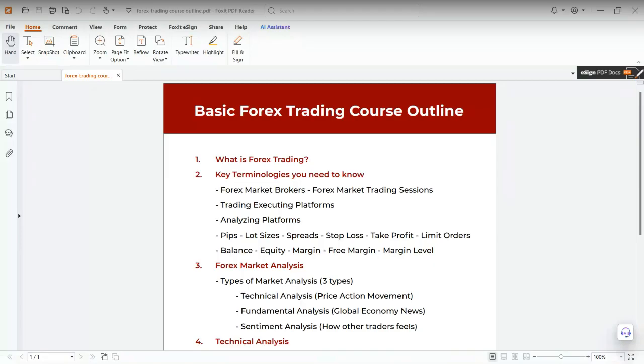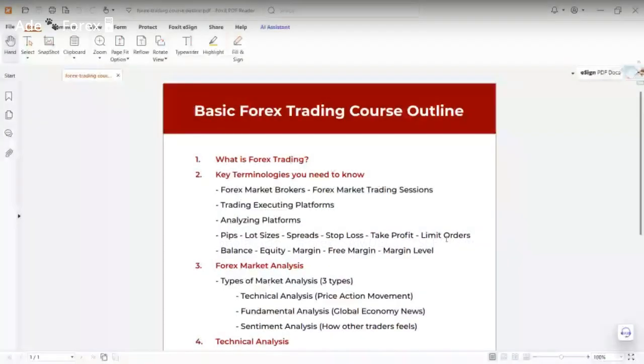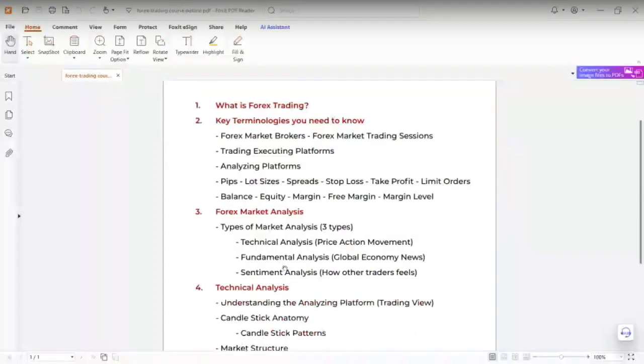The first thing we'll be talking about is what is forex trading. Then we have the key terms that you must know, like at your fingertips. These are the key terms like forex market, broker, forex market trading session, trading execution platform, analyzing platform, pips, lot size, spread, stop loss, take profit, limit orders, balance, equity, margin, free margin, margin level. There's also leverage as well.